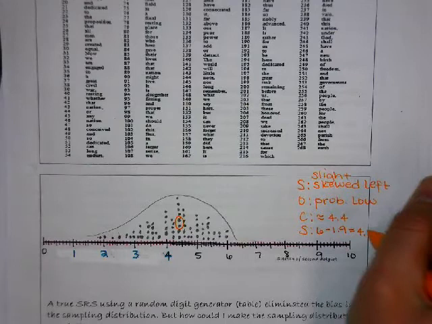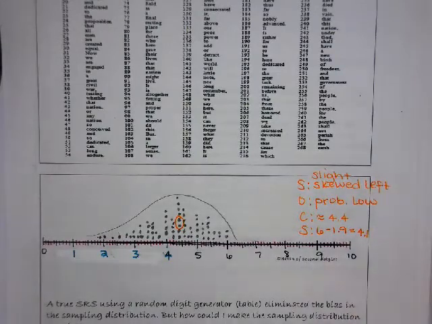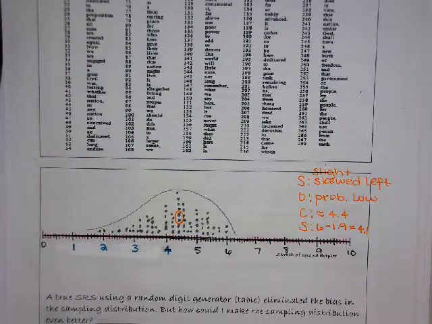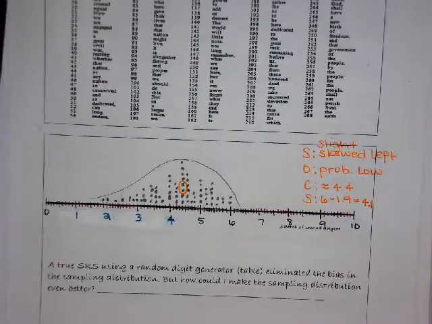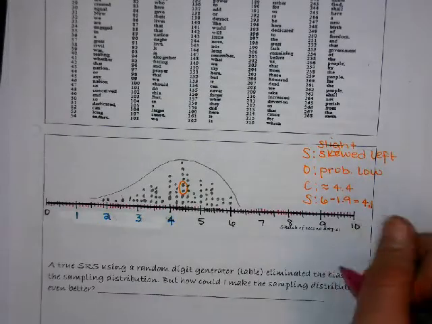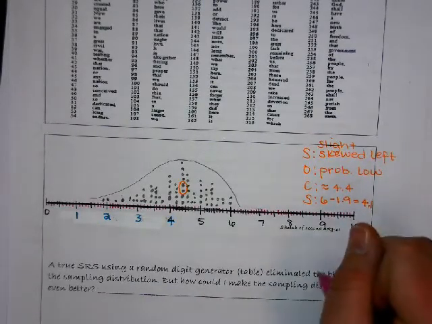All right. So a true SRS using the random digit generator eliminated the bias, some bias I should say, in our sampling distribution. It didn't eliminate all, but it eliminated some.